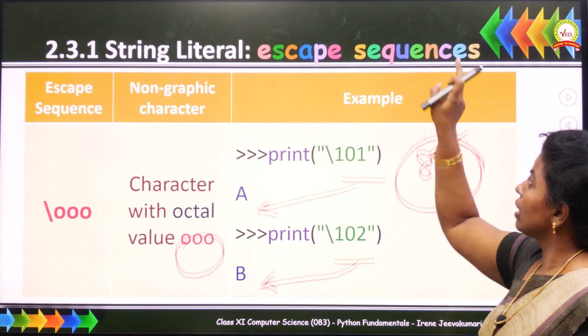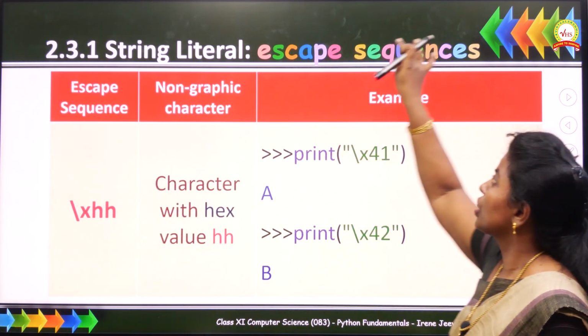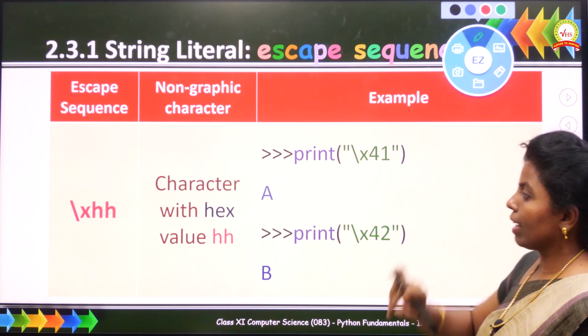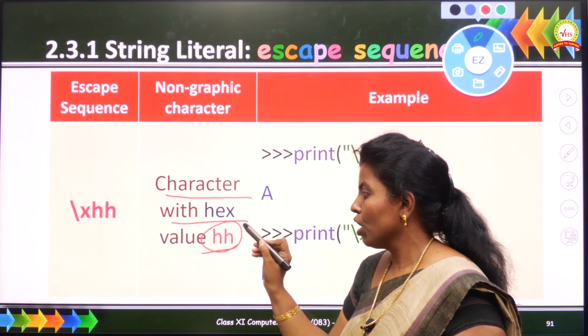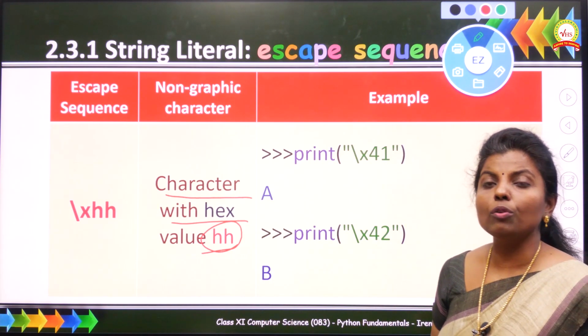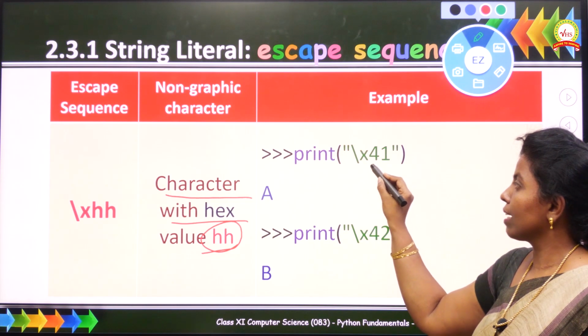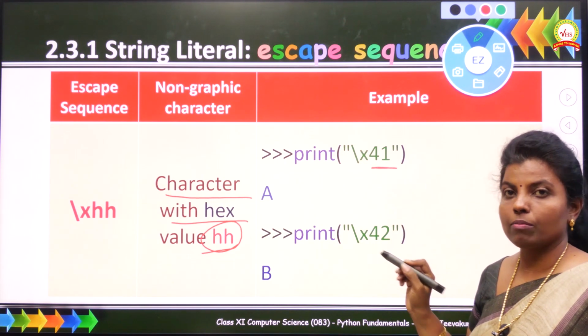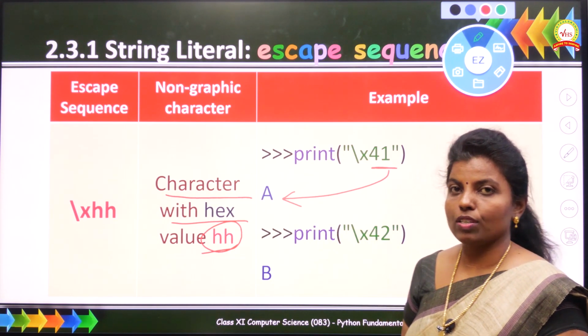So let us move on to the next escape sequence, which is backslash x. So this x is meant for the hexadecimal value, a character with hex value HH. How many digits of hex value do we have to give? A 2-digit hex value we have to give. So after backslash x, here a 2-digit hex value has been given. So its equivalent ASCII character has been printed as an answer over here.